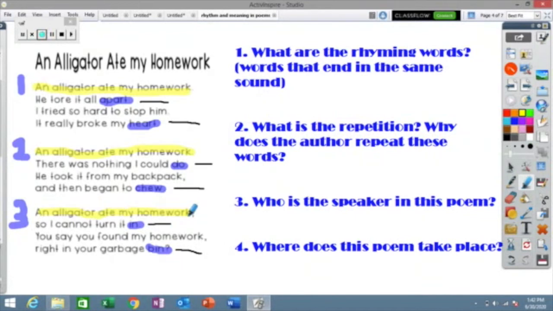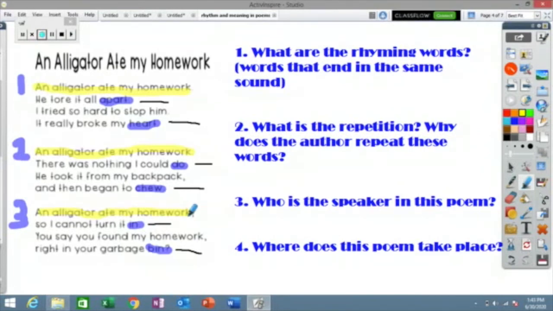Well, it is part of our title, so that is important, but the author repeats these words to give it a rhythm. Repetition creates a rhythm. And the author, or the speaker, is trying to make a point that he doesn't know what happened to the homework because the alligator ate it.